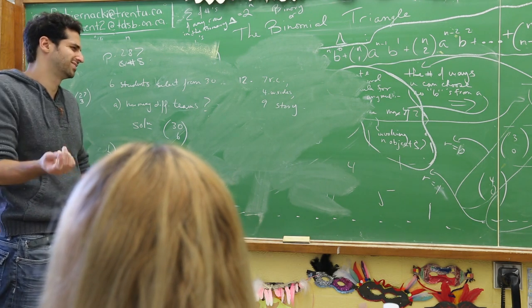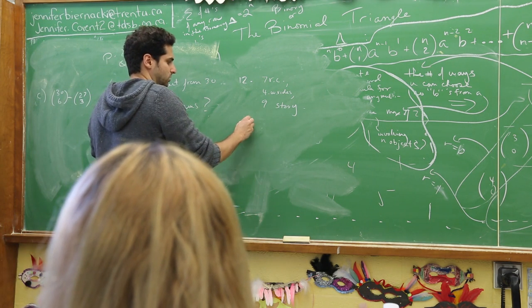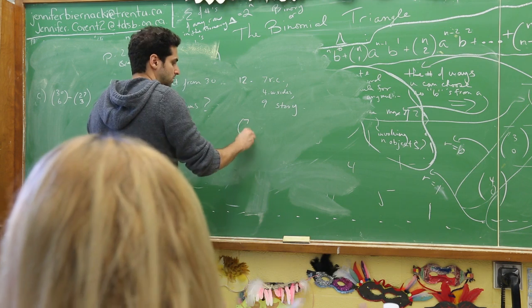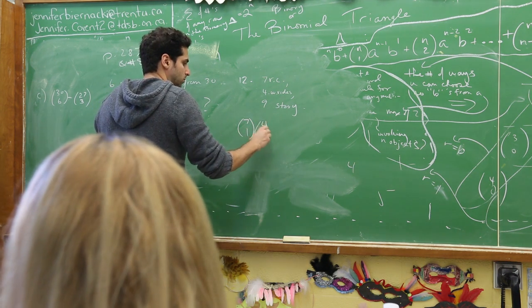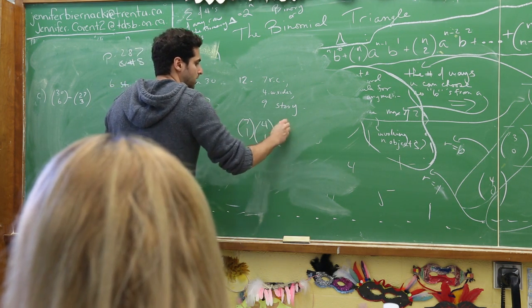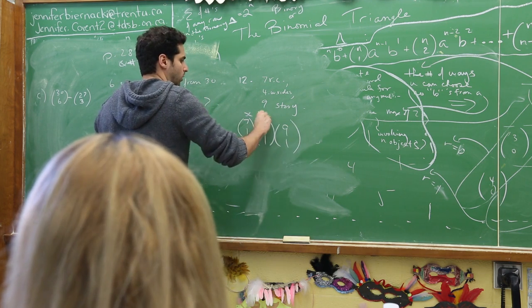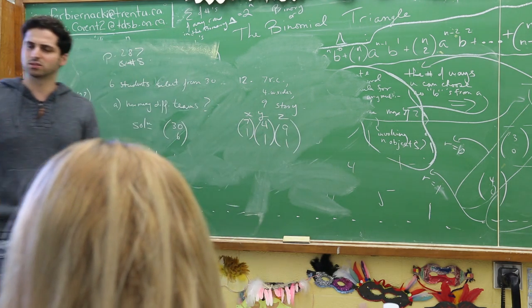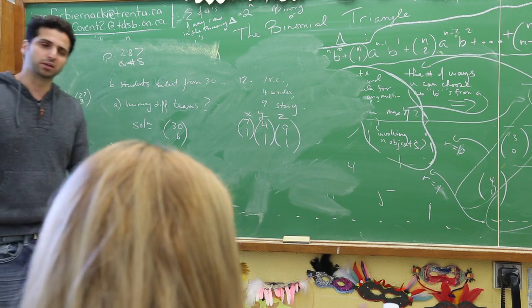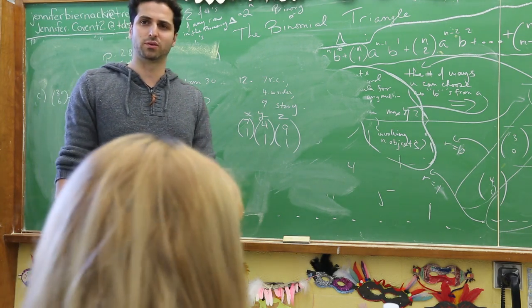So the answer is going to be 7 choose 1 times 4 choose 1 times 9 choose 1. But this is X, Y, Z, right? These are different rides. Is there order there? No. If you wanted to include order, you multiply it by 3 factorial, right?